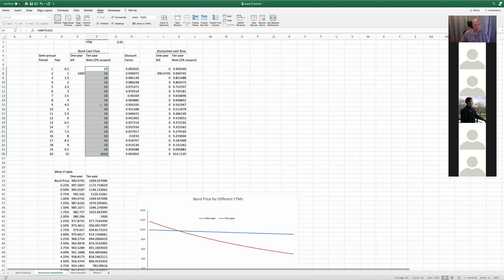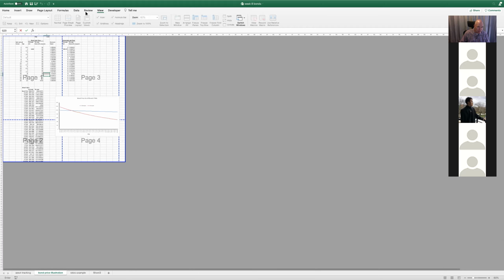To lay out the payments for a 10-year note, you have to assume a coupon payment rate. And I'm using a 2% coupon payment here. If I changed that coupon payment, made it higher, my bond price would go up. Made it lower, my bond price would go down because there would be more payments in the middle of it. I set up my discount factor, given a yield to maturity here. I have a yield to maturity of 0.01. Come up with these discount factors.